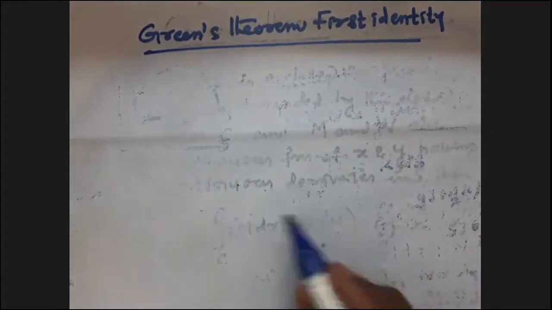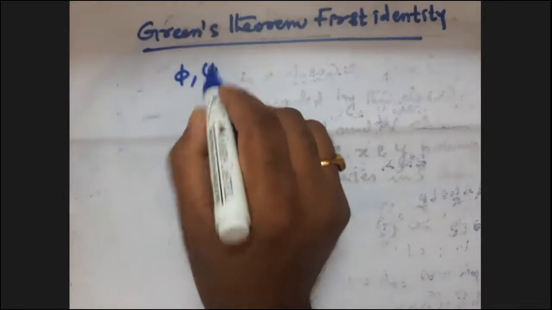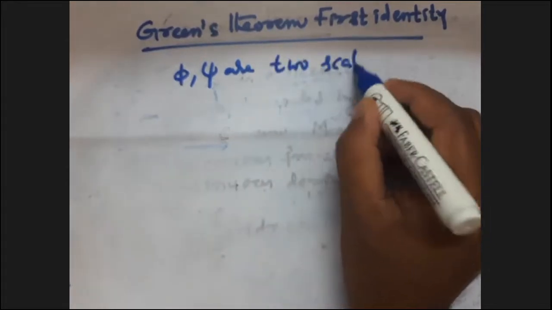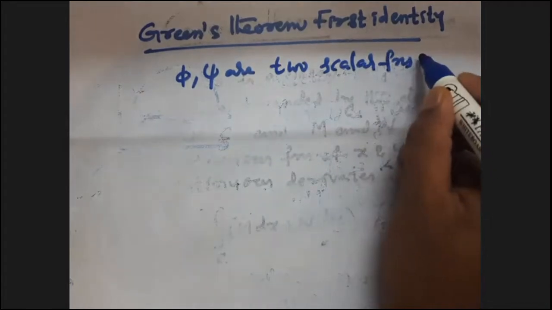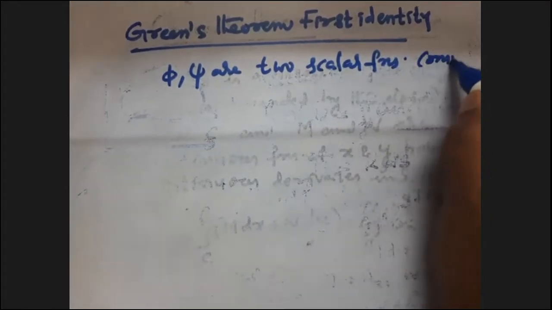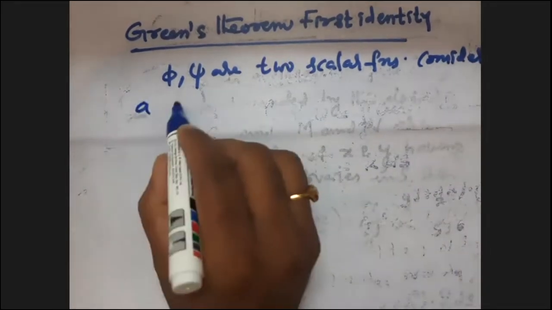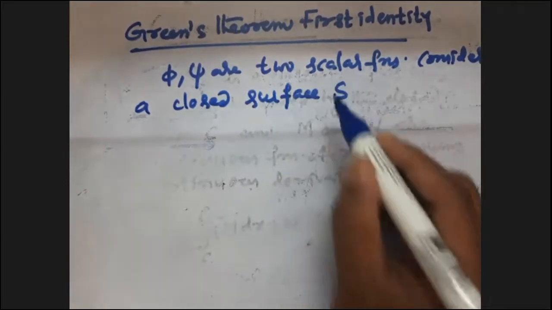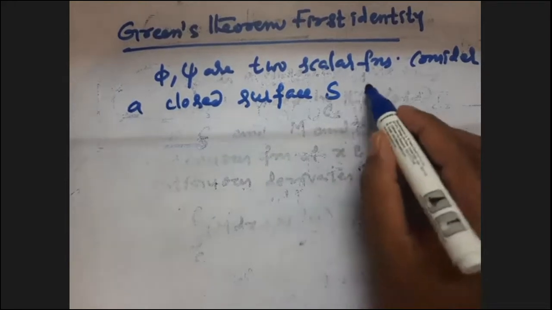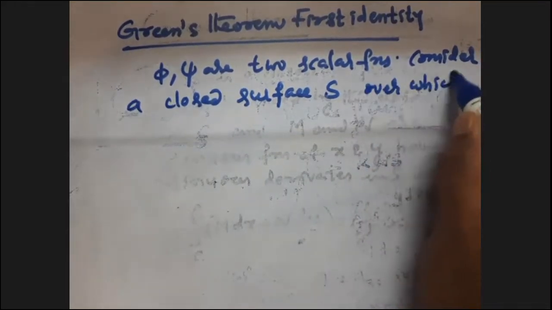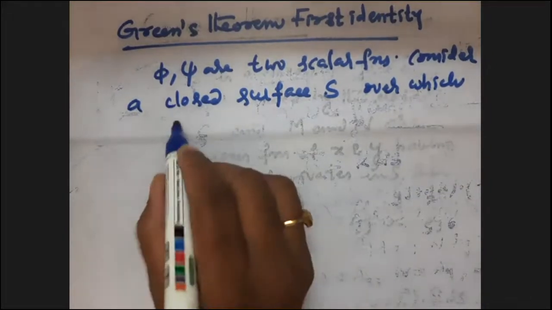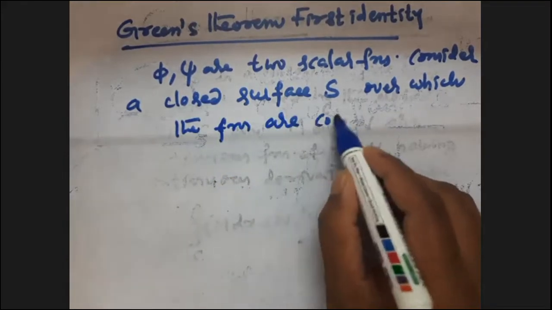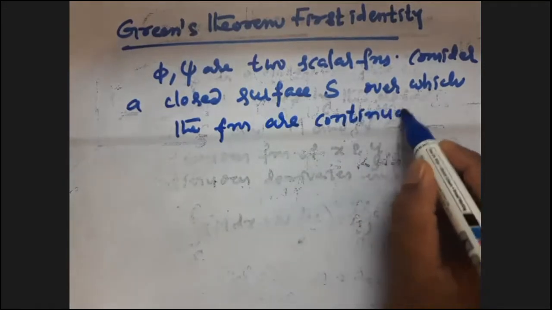Okay, so here phi, psi are two scalar functions, and consider a closed surface, capital S, over which the functions are continuous and differentiable.